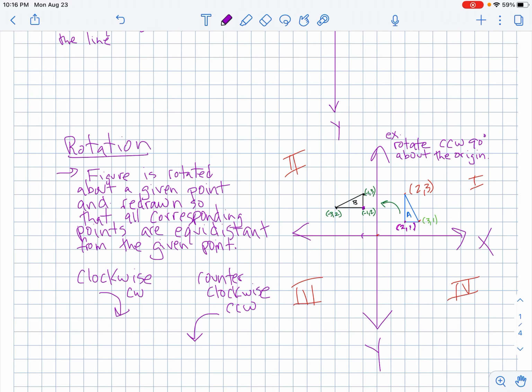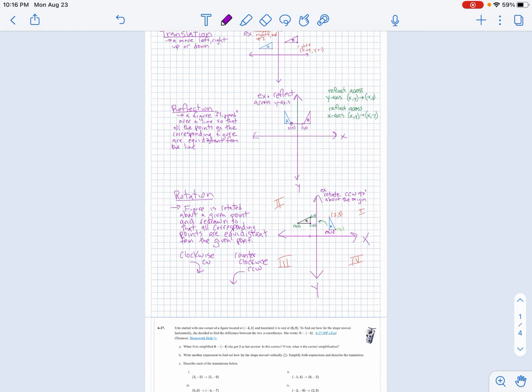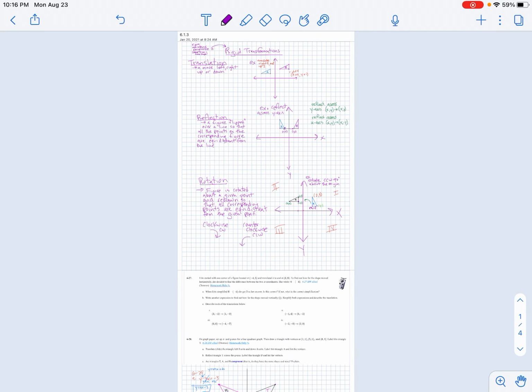So what is a rotation? It's a figure that's rotated about a given point and redrawn so that all corresponding points are equidistant from that given point. So every corresponding vertex will be the exact same distance from the point that you're rotating about. And then you would also be able to draw an angle. So if it's 180 degrees, you draw a straight line. We typically only do 90 degrees clockwise or counterclockwise, and then 180 degrees. Anything other than that, it's just an overlap. So that's how I look at these three rigid transformations.